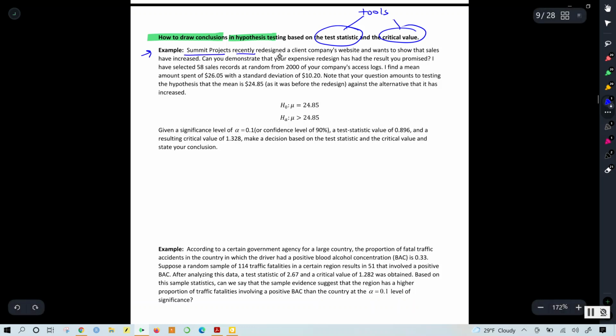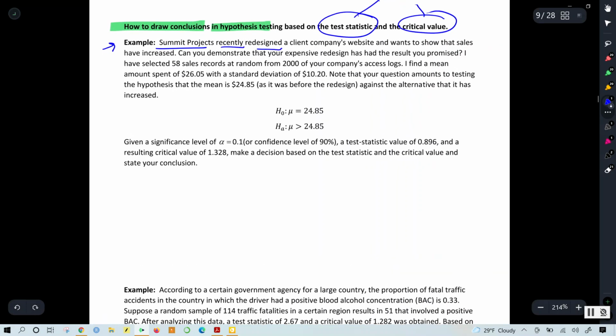Summit Projects recently redesigned a client company's website and wants to show that sales have increased. Can you demonstrate that your expensive redesign has had the result you promised? I have selected 58 sales records, this is your sample data, at random from 2,000 of your company's access logs. I find a mean amount of $26.05 with a standard deviation of $10.20.